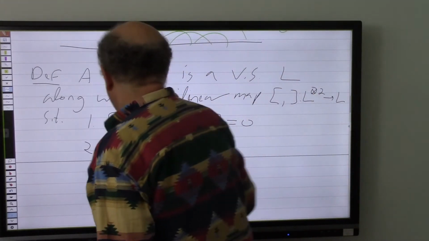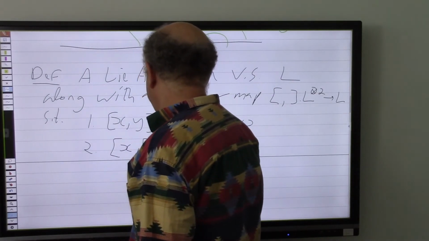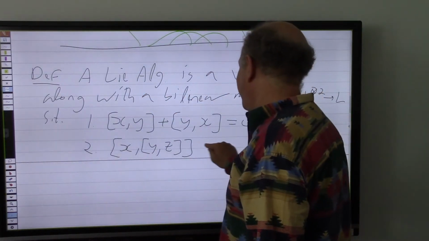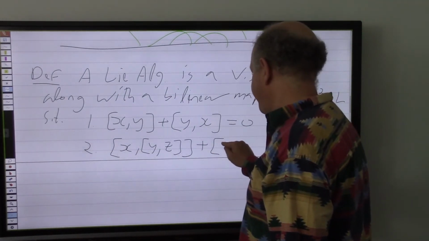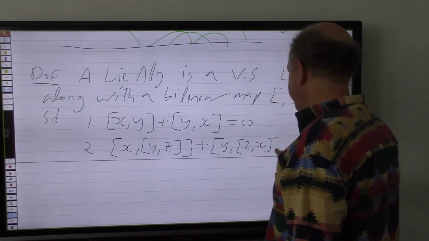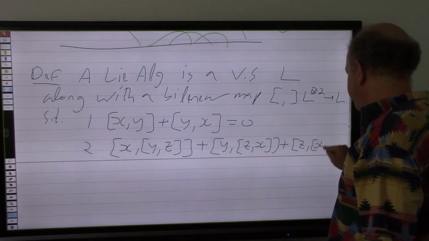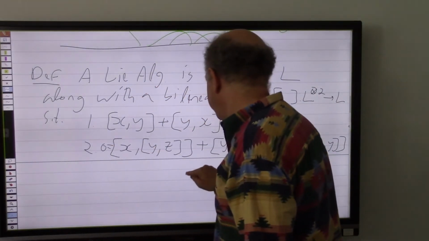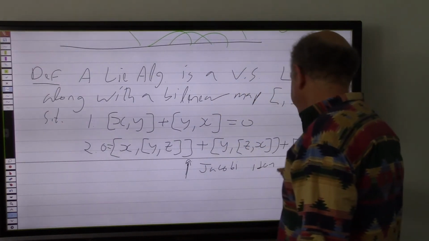And two, it satisfies the so-called Jacobi identity: x bracket y bracket z plus all cyclic permutations gives 0. So, y bracket z bracket x plus z bracket x bracket y. So this big sum is equal to 0, and this is the so-called Jacobi identity.